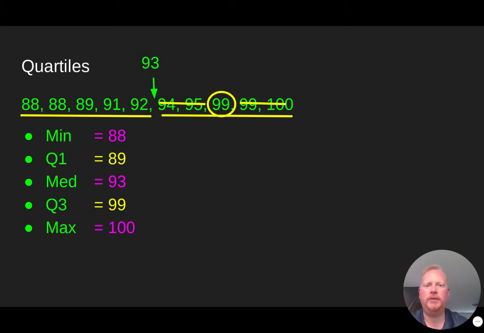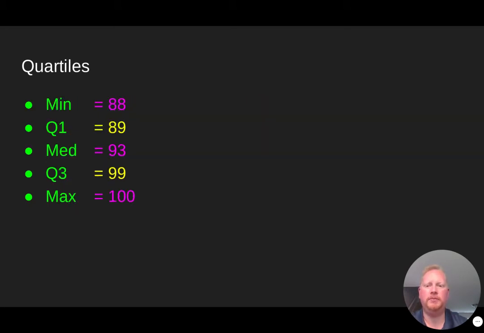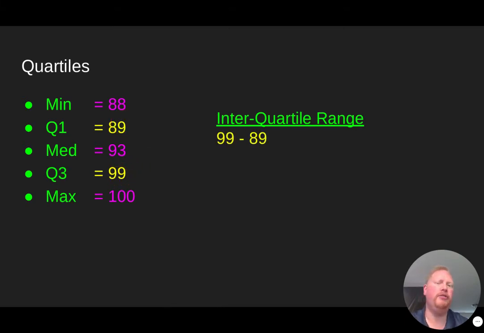Now let's go ahead and do the same thing. Let's get it on a number line. Let's make some room for the number line. Oh, yeah, let's talk about our interquartile range. So in this case, I will do 99 minus 89, and our interquartile range is 10.